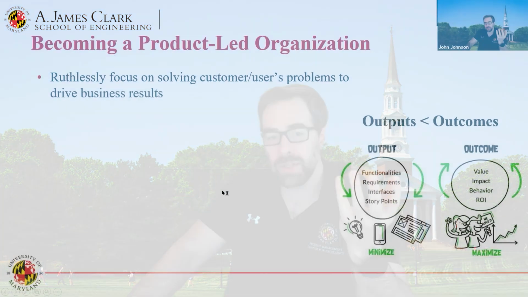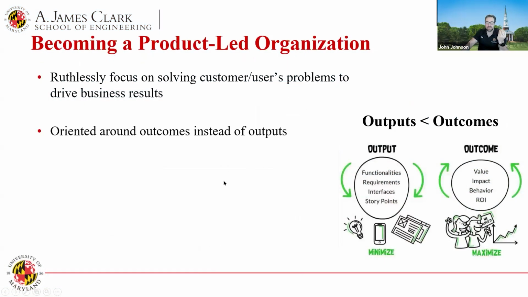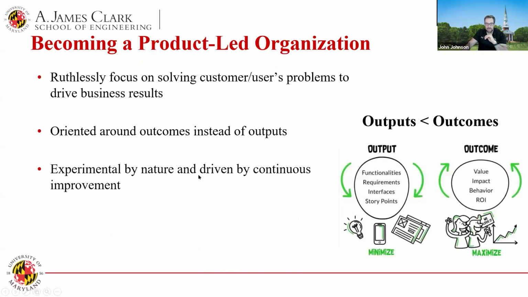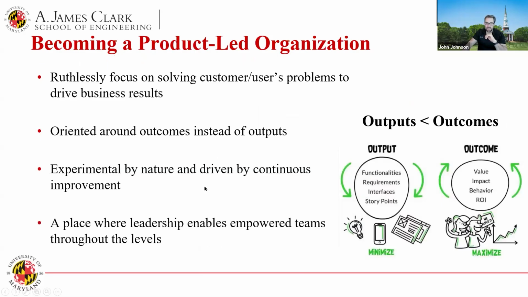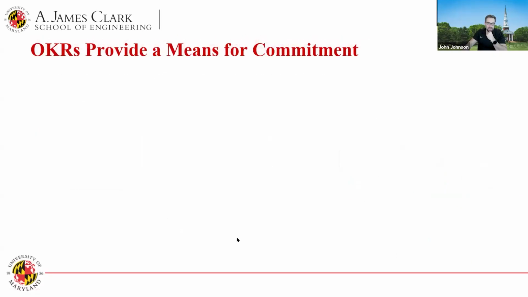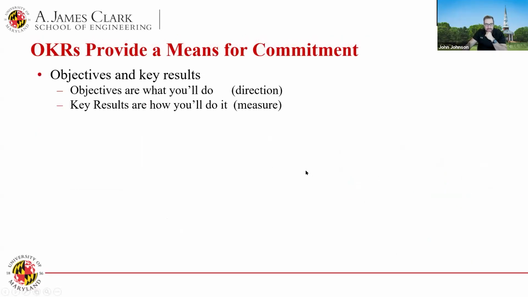And what this means is to become product led, where you ruthlessly focus on solving customers' problems to drive business results, and you're focused around outcomes, not output. And because of the fact that we'll do this through experimentation, like we've been talking about, we now want our leadership to focus instead on strategic intent and where the major opportunities and threats are on a much longer time horizon, on a vision time horizon. So the way that we can set intent is by using objectives and key results.